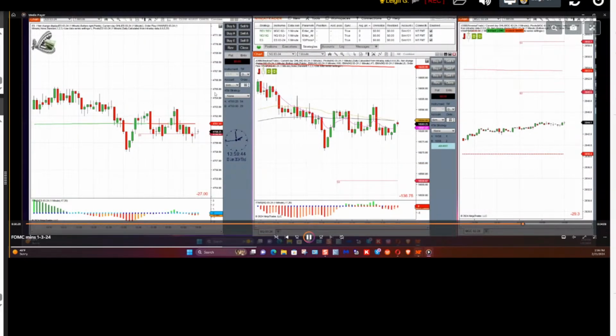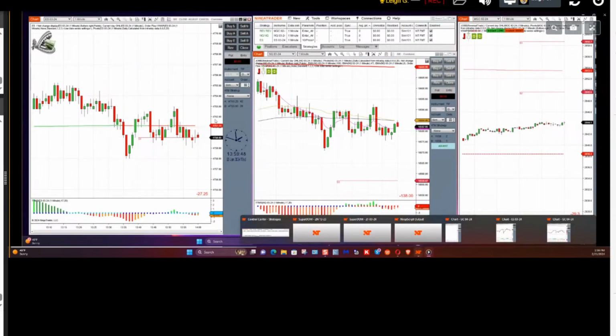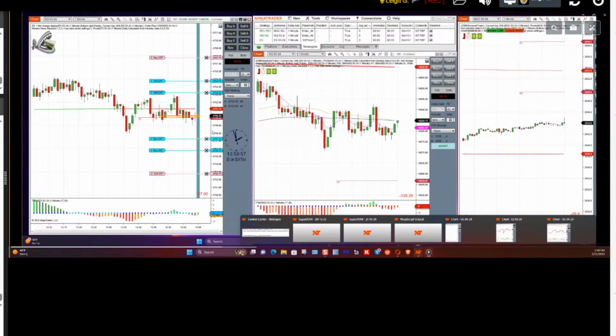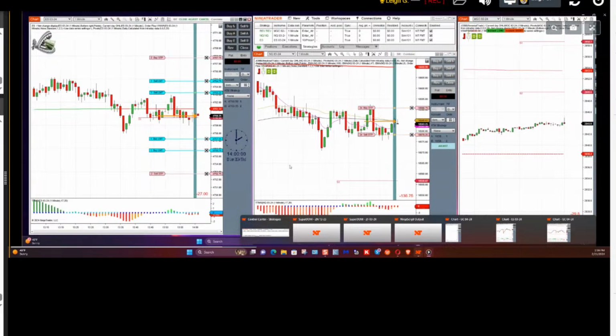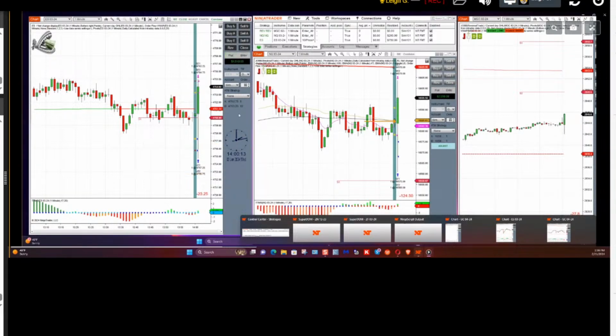You want to see a pop and a drop, or a drop and a pop. I mean, that's what you want to see. And you want it to be fast and big, but not so big that it goes through your stop. Not that complicated. So in this case, we get a push down. It fills both tiers, and it has a phenomenal reversal. Absolutely phenomenal.